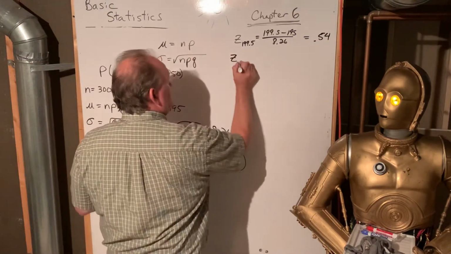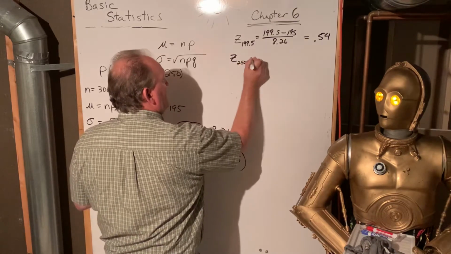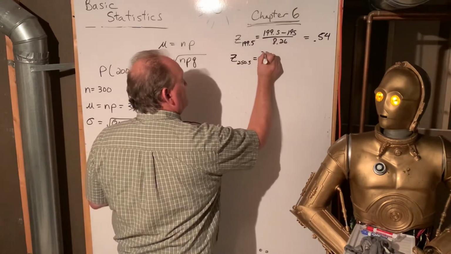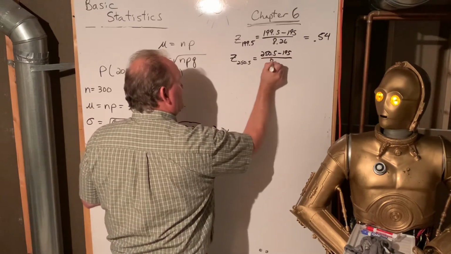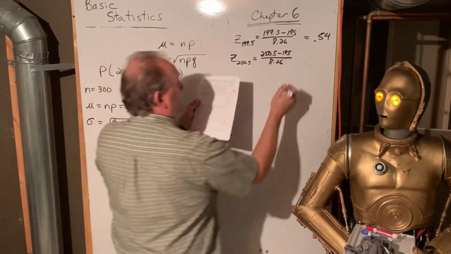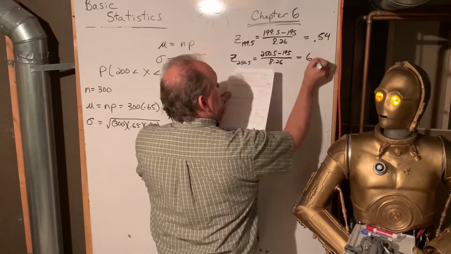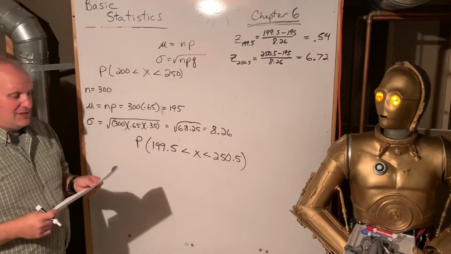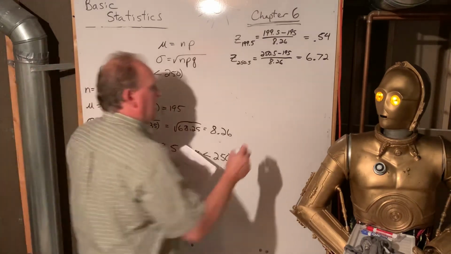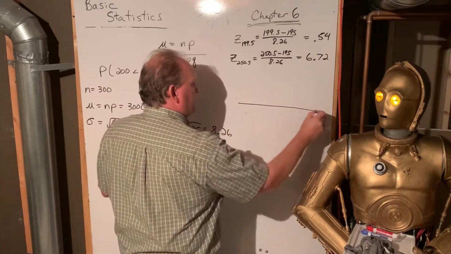And then z of 250.5 is going to be 250.5 minus 195 over 8.26. That's way off the charts. That's 6.72, 6.7 standard deviations above the mean. That's as high as it goes. So let's draw ourselves a pretty picture.